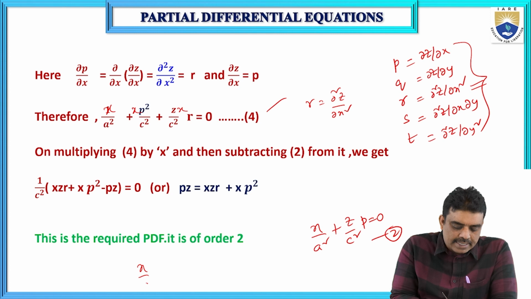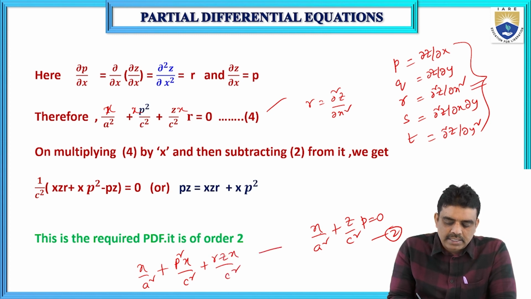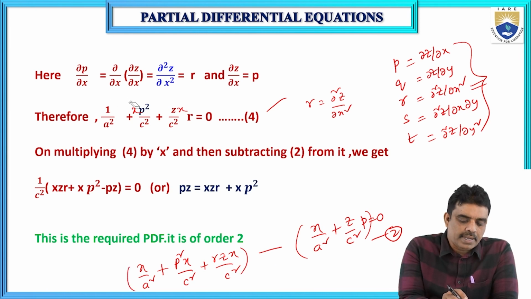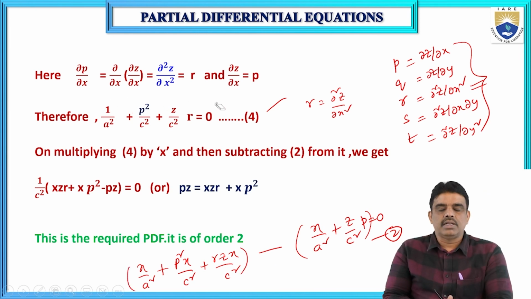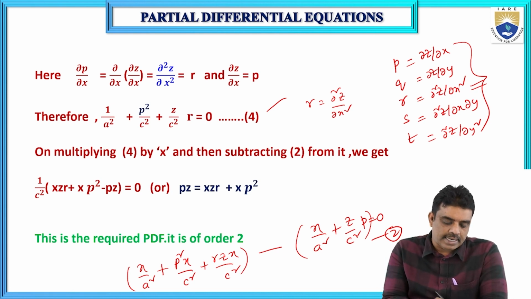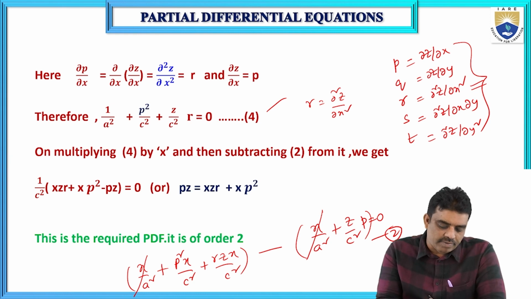So I am writing here x by a square plus p square x by c square plus rz x by c square minus (this) equation is equal to 0. So multiplying equation number 4 with x and subtracting equation 2 from it, you will get x by a square cancel, and c square also will be eliminated. 1 by c square is a constant, common term.